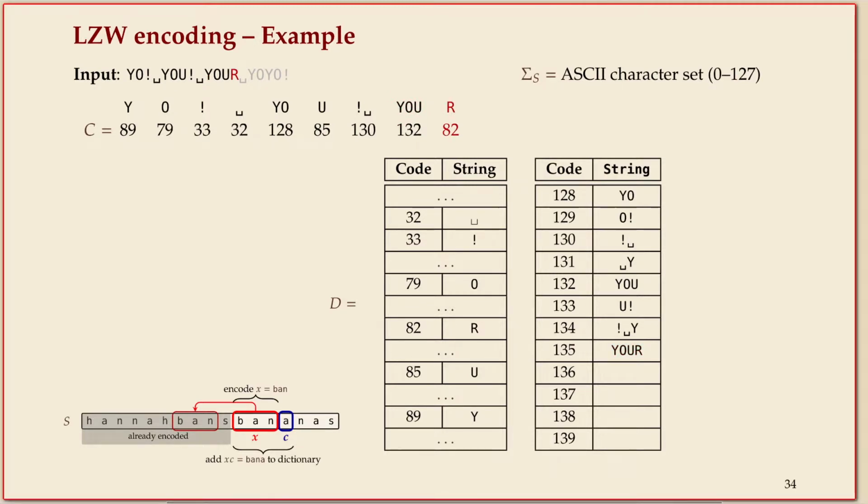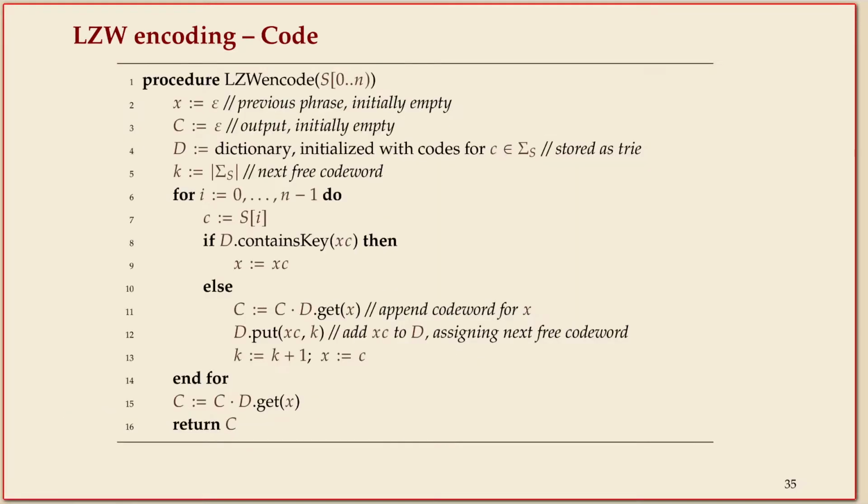R we haven't seen, so nothing interesting happens. Then space, but we have seen space y before, so we can use that again. One more. Okay, O we have seen, but OY we have not seen yet. So we can only use the O, but then insert OY. Then we see another yo. We haven't seen yo with an exclamation mark behind. That's it. And one more, and then we're done.